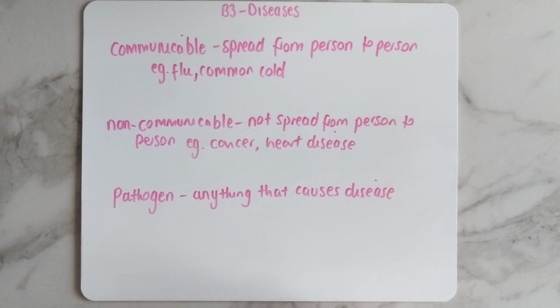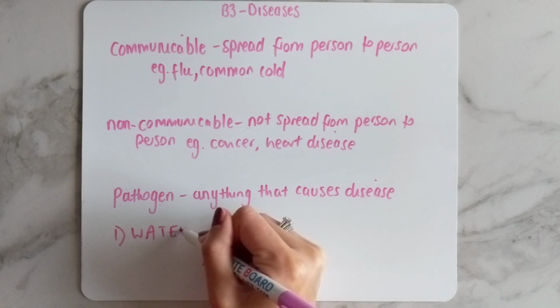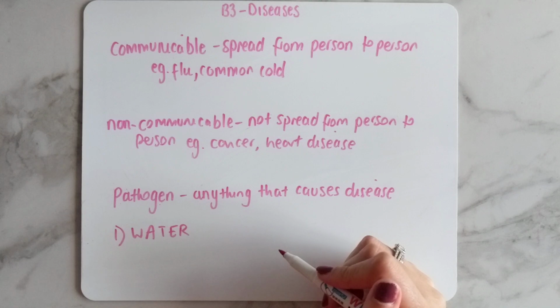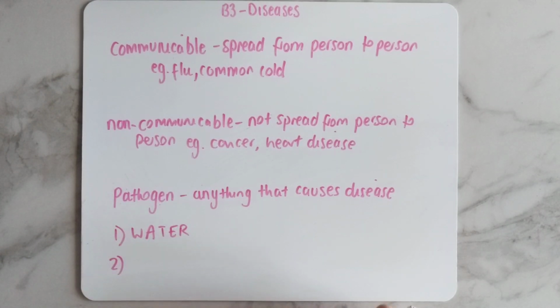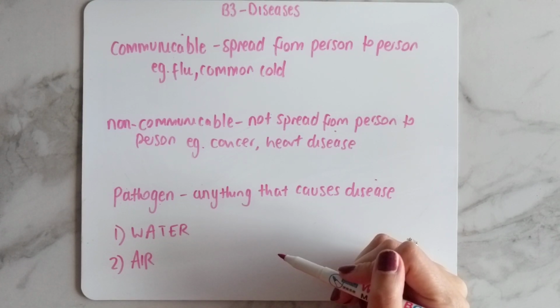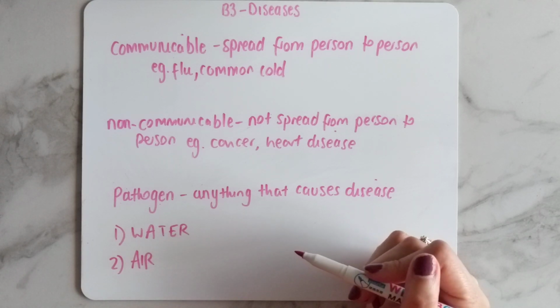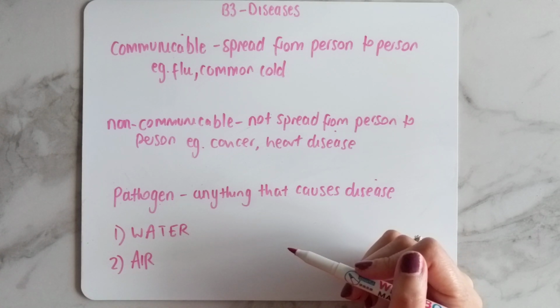So the three main ways that pathogens can be spread is water, so drinking dirty water, there might be pathogens surviving in that water such as cholera, and drinking that contaminated water can lead to certain symptoms. So that's one. Water, air, so pathogens can be breathed in, they can be transferred when somebody coughs or sneezes. That's why you should always use a tissue and then bin that tissue after you've sneezed or you've wiped your nose.